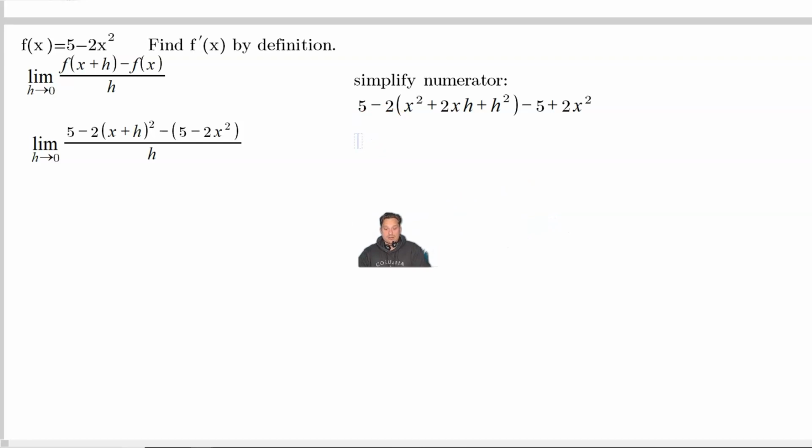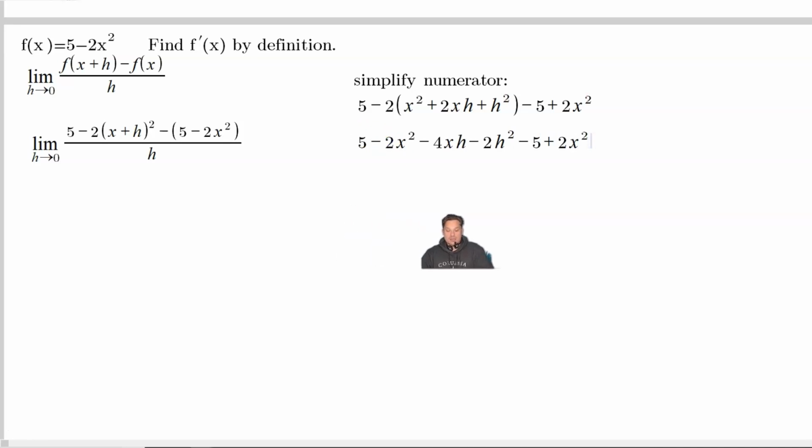Let's continue here. Now you see out here there's a negative 2 that can be distributed to each term from expanding the binomial. So let's carry that step out. So I'm going to have 5 minus 2x squared. And then minus 4xh and then minus 2h squared. Let's be careful here. Minus 5 plus 2x squared.